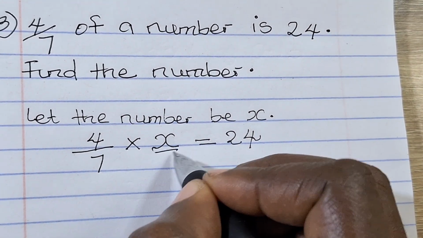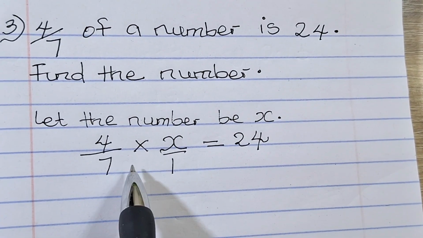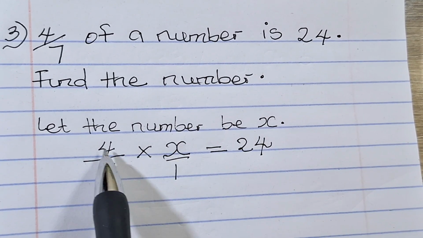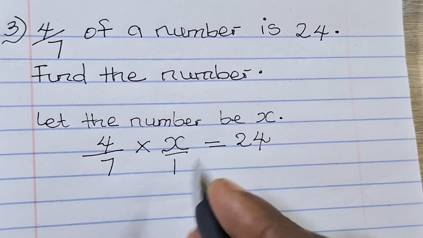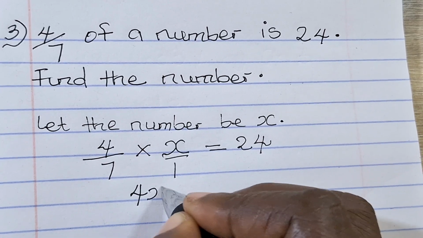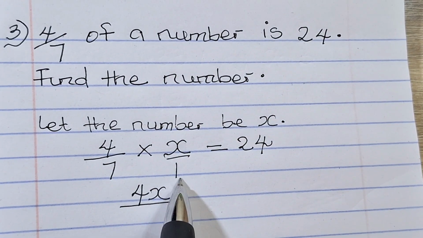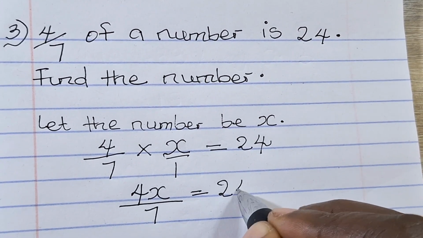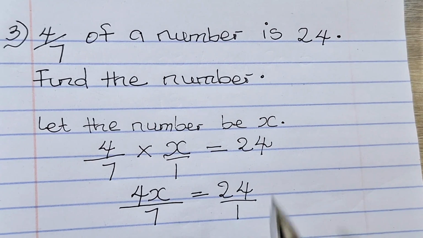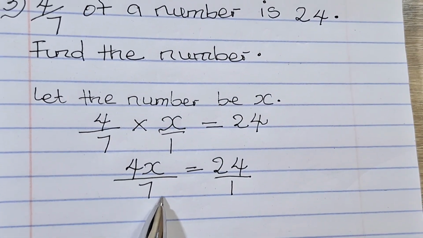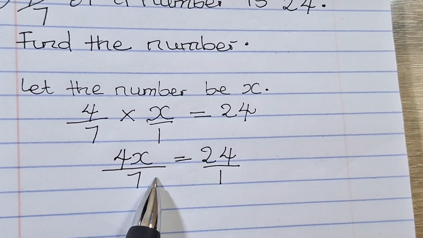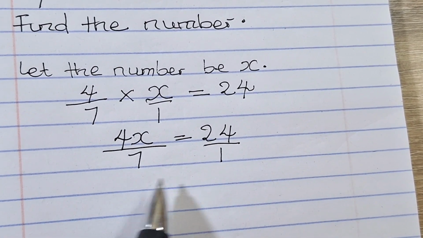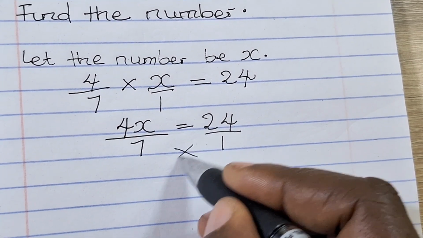Okay, so let's multiply these two fractions. Multiplication of fraction is only horizontal. So you do 4 times x gives you 4x. 7 times 1 is 7. And you equate it to 24. Because this is a fraction, I decide to put my 24/1 to be a fraction as well. And remember, when two fractions equate each other, you cross multiply.